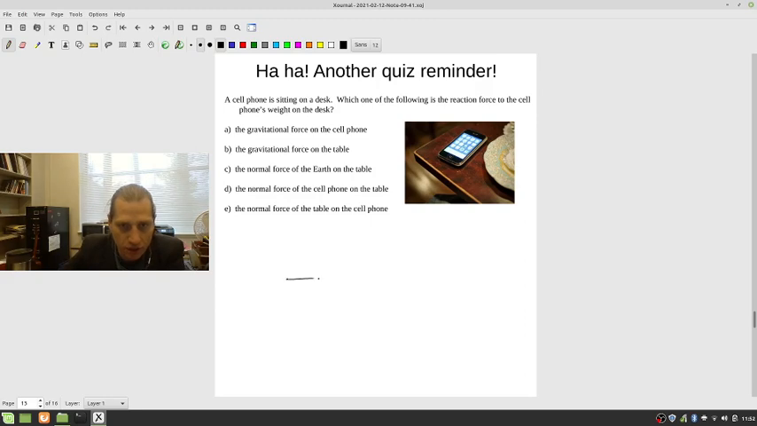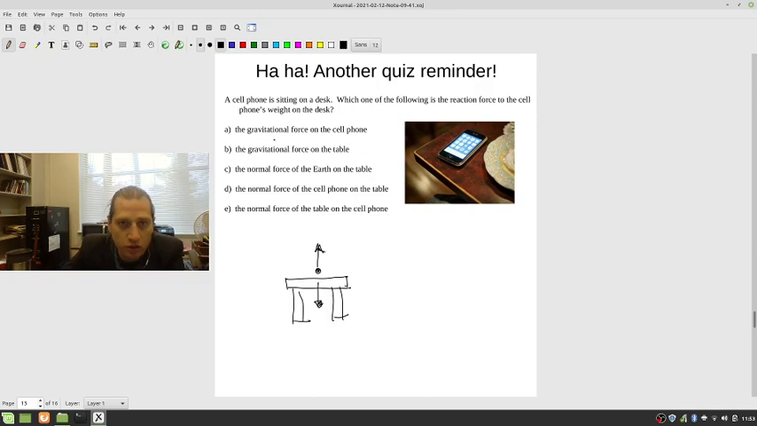Okay, so remember, we have to have different objects. There's the desk, there's the cell phone. Okay, the cell phone pushes down on the desk. The desk pushes up on the cell phone.